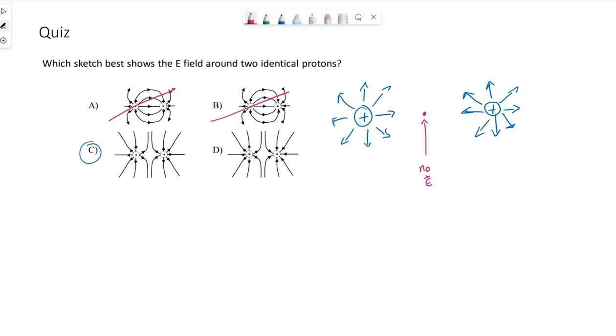That gets rid of A and B for us pretty quickly, because the figures for C and D show us no field, no lines going through that point. The determining factor here is remembering that electric field lines point away from positive charges. D is showing some of the lines pointing towards the positive charge, which is why D cannot be the correct answer. So C shows us both a 0 in the middle, and it shows us arrows pointing away from both charges.